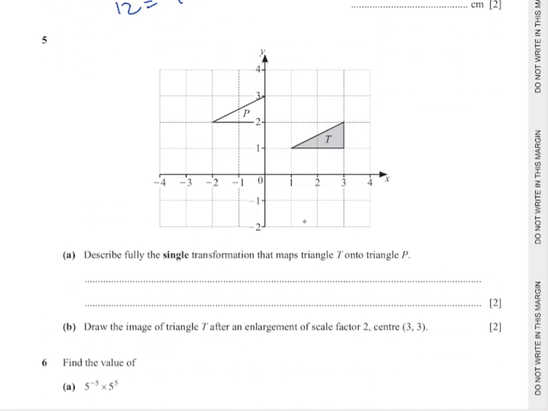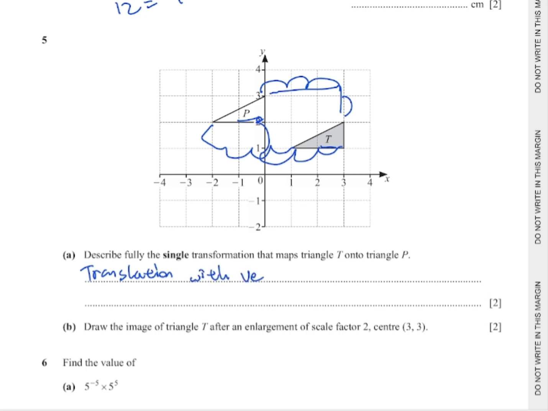And move on to question 4. Describe fully the single transformation that maps triangle T to triangle P. We can see this as a translation. By how much? 1 in the positive y direction and 3 in the negative x direction. So negative 3, positive 1. Translation with vector, and what is our vector? Negative 3, positive 1.